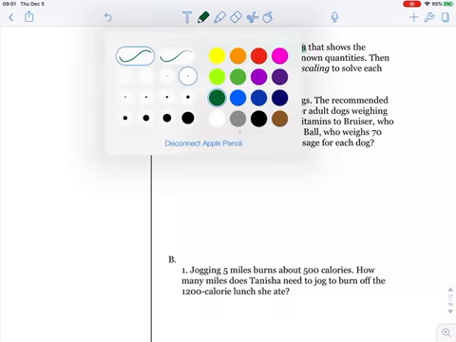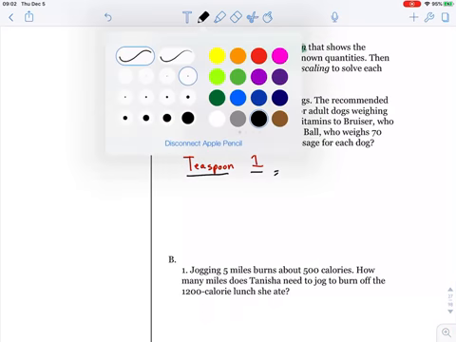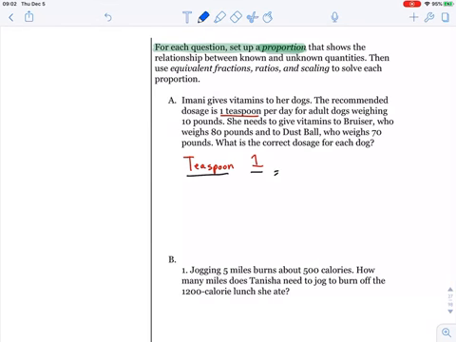Okay, so we got a lot of information here. I've got 1 teaspoon. Actually, you know what? I'm going to rewrite this. We'll call this teaspoons. That's one of our parts of our ratio. And we know that it gets 1 every time the dog weighs 10 pounds. Dog weight.